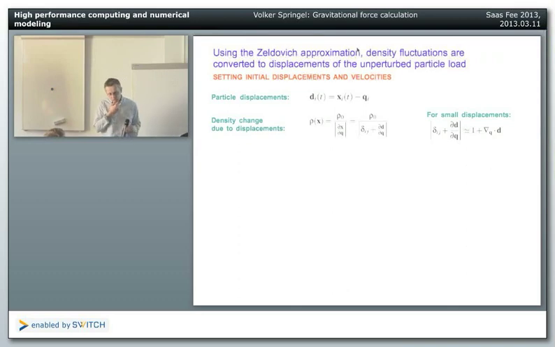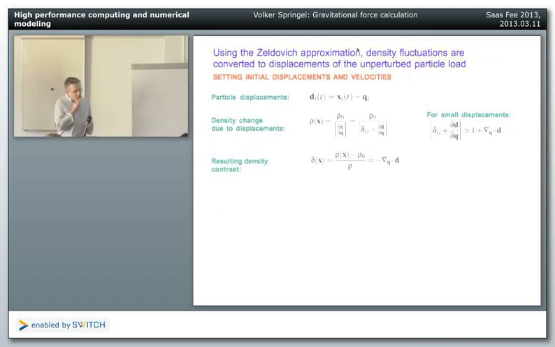Now, the density change when you displace things like this, you can calculate from the Jacobian. So the density field, if you apply these displacements, would be the density field you have for the unperturbed coordinates, the constant density, divided by the Jacobian of this mapping. And this Jacobian, if the displacement is small, you can expand it, and it is something like 1 plus the divergence of this displacement field.